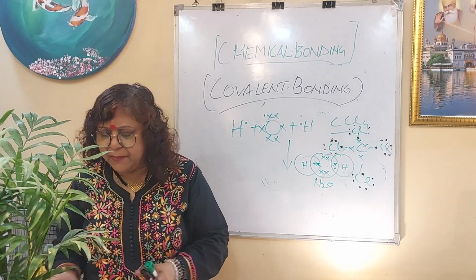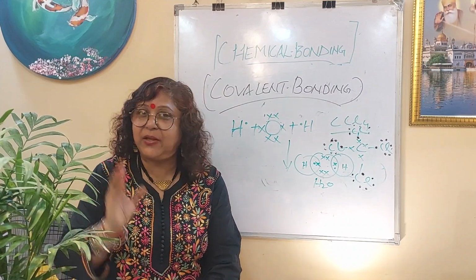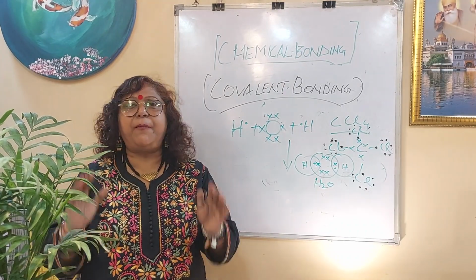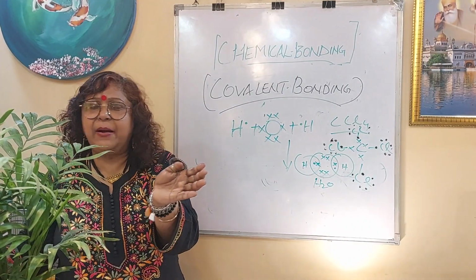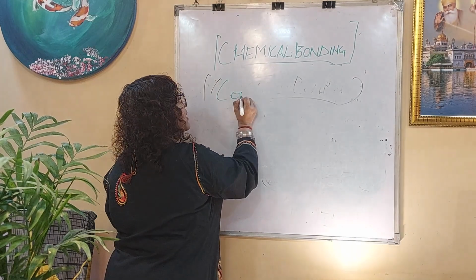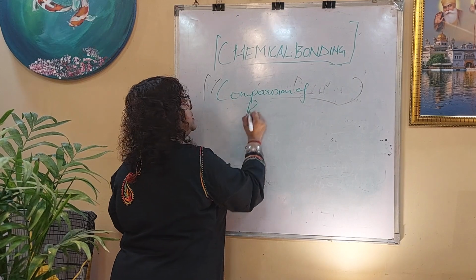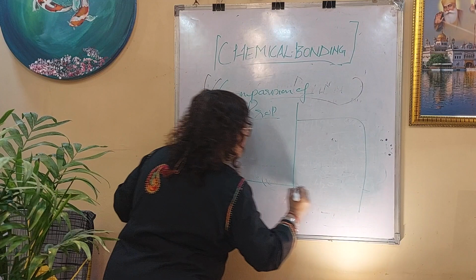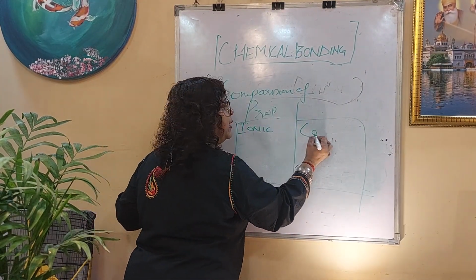Now you should also keep in mind the difference in their properties. This also they will ask you. A very good table is there on page number 34 where they are giving you the comparison of properties between covalent bond and ionic bond. I'm just writing you the comparison of properties between them. Draw a table in your notebook and write ionic on one side and covalent on the other.